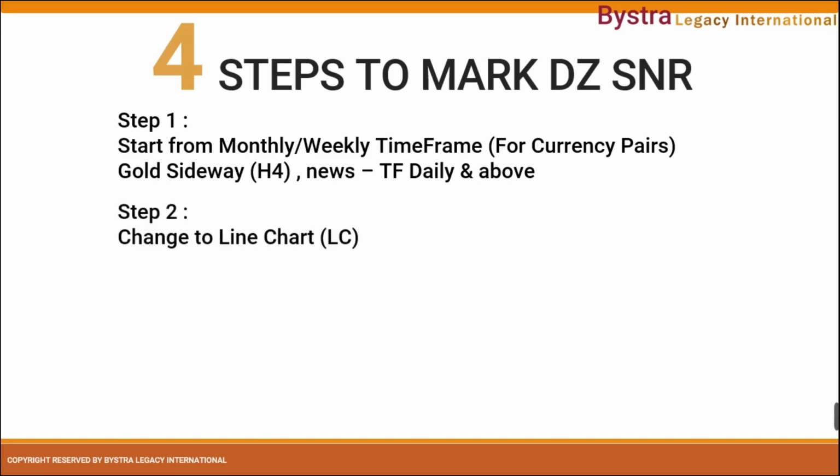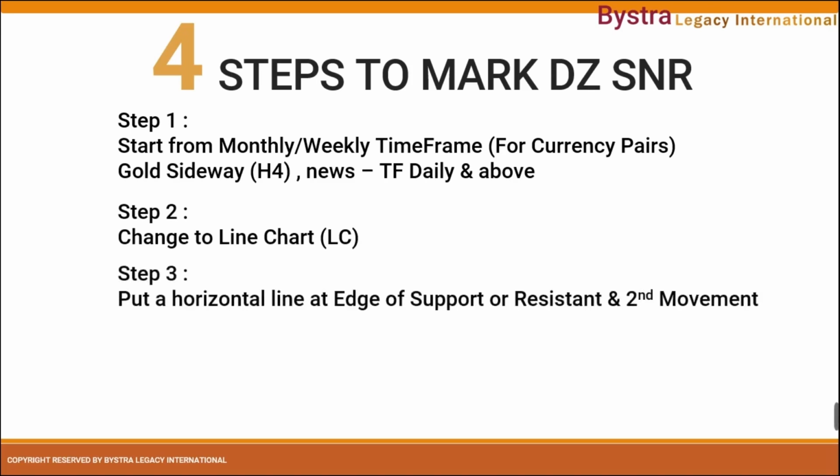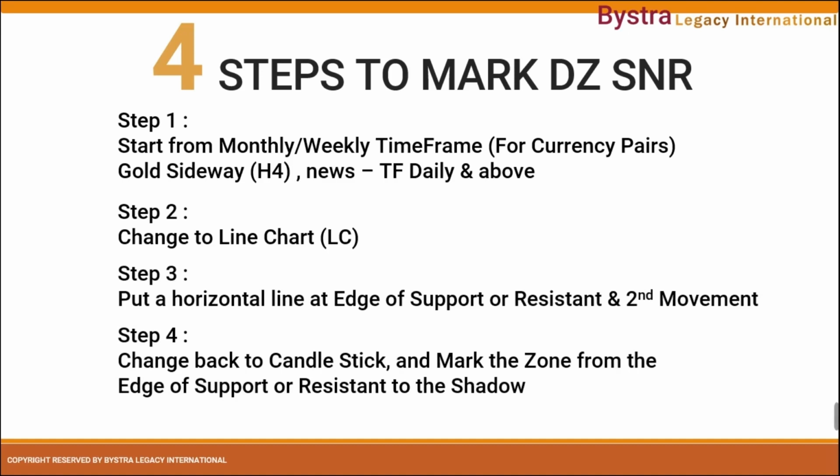Step 2, change to line chart. Step 3, put a horizontal line at the edge of support and resistance and the second movement. 4th, we change back to our candlestick. Mark the zone from the edge of the support or the resistance all the way to the shadow, or the wick, you want to call it. So I'll show you the example on the next slide.